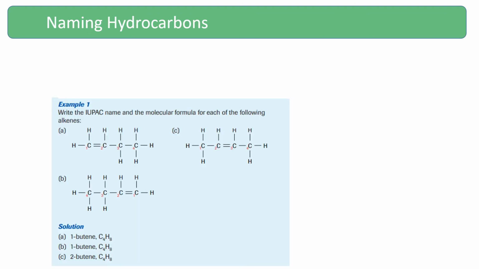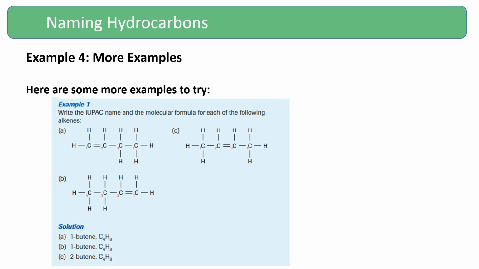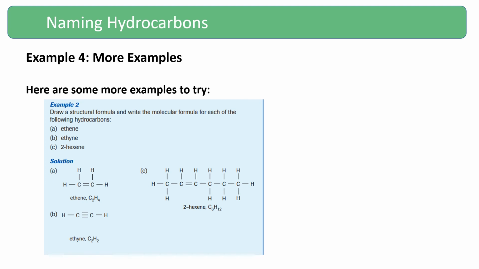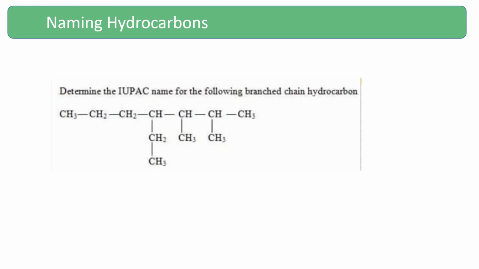All right, here are some examples for you to try, and I provided the solutions. Here are some more examples. Now, in this example, it uses an alkyne, which just means a triple bond. Can you name this hydrocarbon?